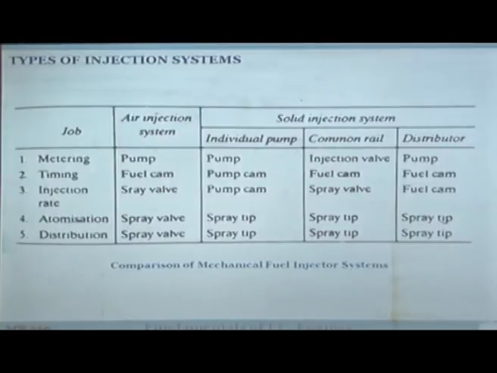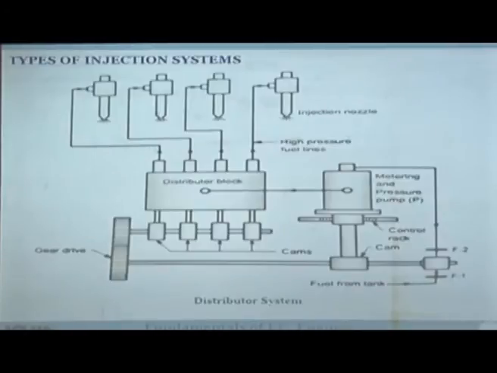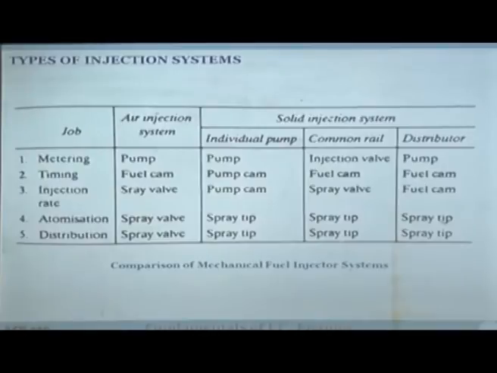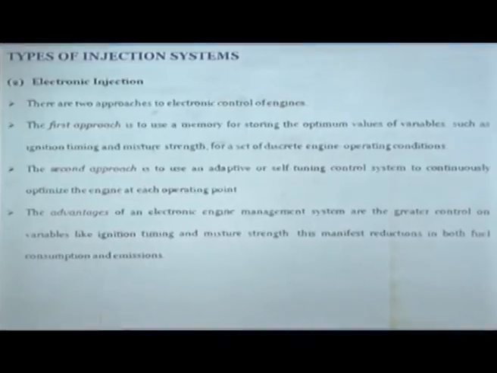Distributor system, metering is done by the pump, timing and injection is done by the fuel cam, and in a way with the distributor it does this function. Atomization is done by the spray tip. Spray tip is here. Okay. So this is the overall landscape of the mechanical fuel injection systems.